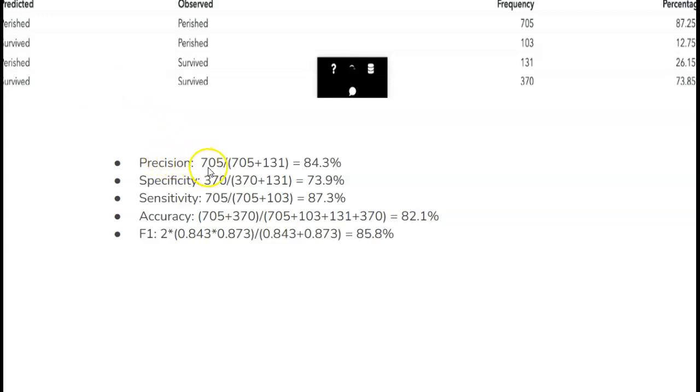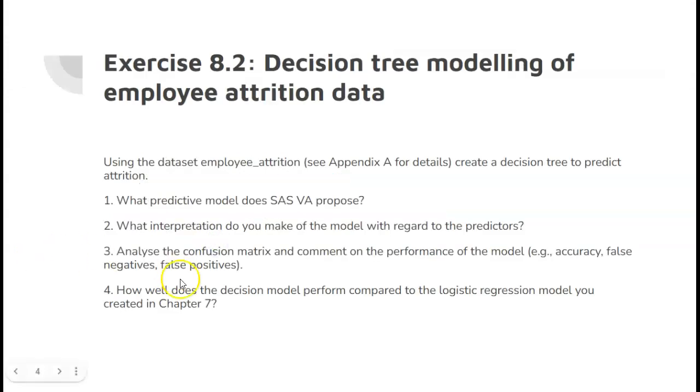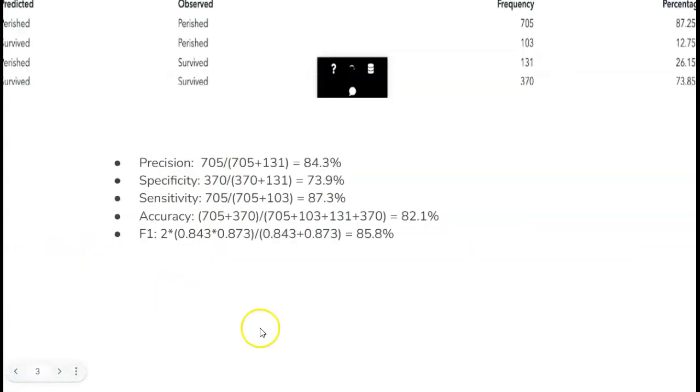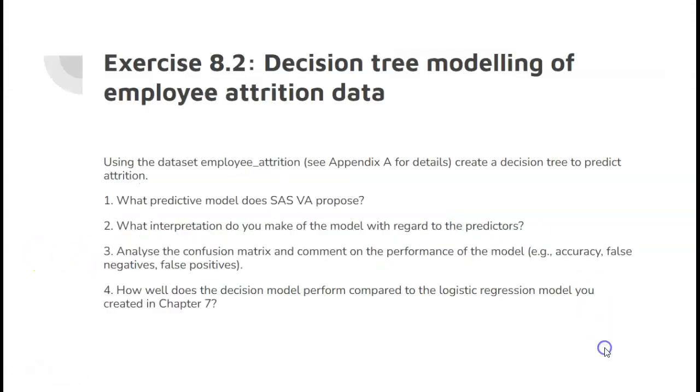But here we have our precision. So we have the frequency numbers, and then our percentage. So for precision, specificity, sensitivity, accuracy, and F1, we have all of our percentages calculated there.